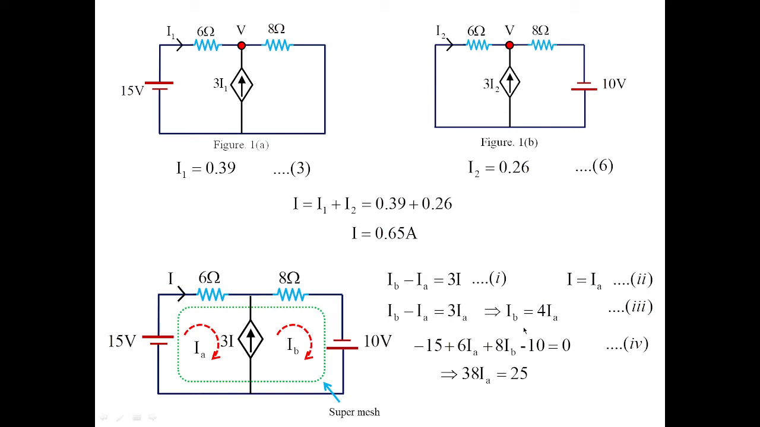I have substituted the value of IB here, this IB equal to 4IA, and that is why we got 38IA equal to 25. Now we can get the value of IA, which is nothing but I, whose value is 0.65 amperes. So you can check, we have employed the superposition theorem first and obtained the current I. Similarly, we have employed the supermesh technique to obtain the current I. You can check the result using node analysis also. Now it is up to you which method you follow to obtain the answer.